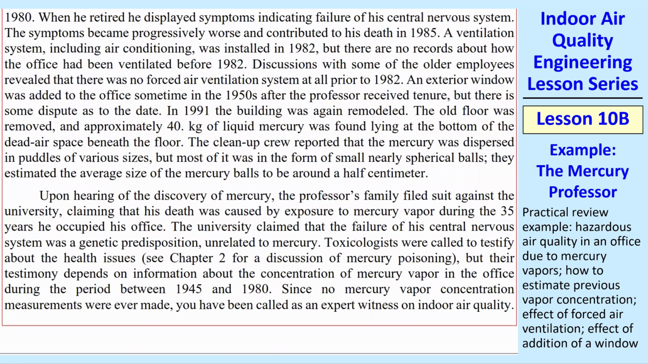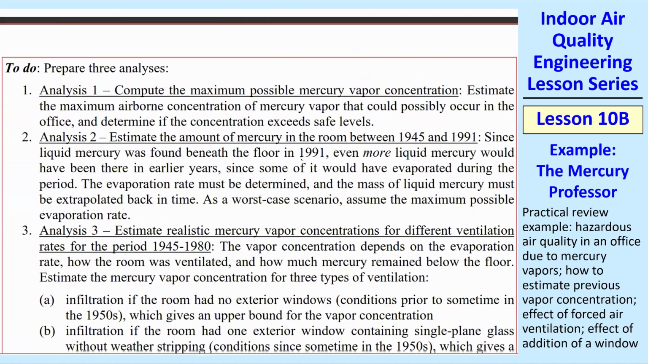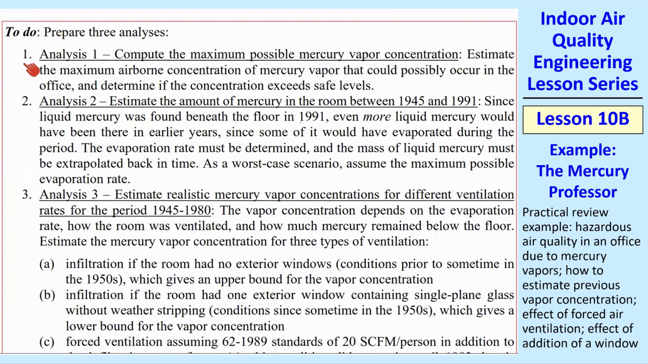You all know how to do pretty much everything we do here. It's just a review of all the stuff we've been talking about. Infiltration versus no infiltration, etc. What we're going to do is 3 analyses. Number 1, we're going to compute the maximum possible mercury vapor concentration. That's important because if the maximum possible level was under the PEL, then we wouldn't have to do anything else. So we have to see if the maximum exceeded the safe level.